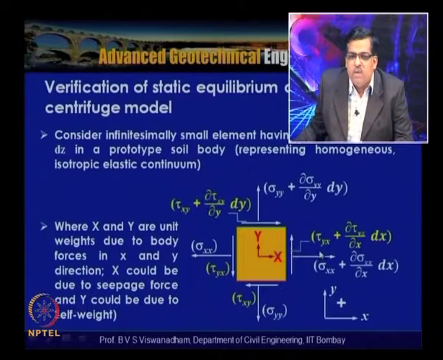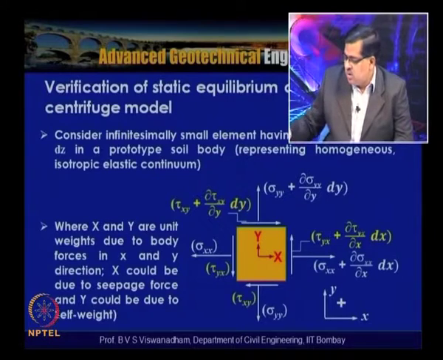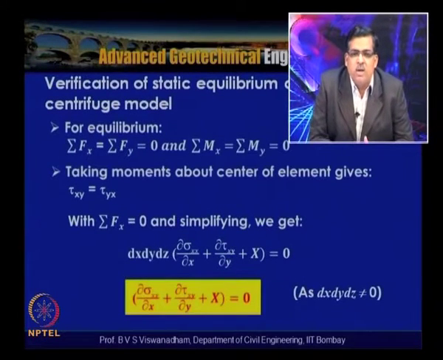So when we consider now the force equilibrium, like Fx, Fy, Mx and My, when you take moments about the center, you will get that tau xy is equal to tau yx. For equilibrium of the element, because it is two dimensional, we have to ensure that sigma Fx is equal to 0, sigma Fy is equal to 0, and sigma Mx is equal to My is equal to 0.